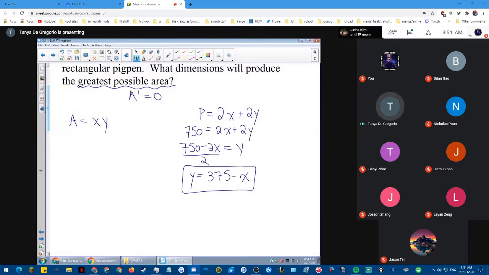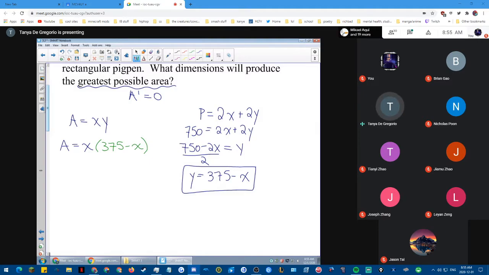Okay, so y equals 375 minus x. What should I do now? What's the whole point of doing this? Why did I do this? To sub in for y. So I'm going to take that and I'm going to sub in for y. Now, I only have one variable, so I can take the derivative. So what do you think I should do?